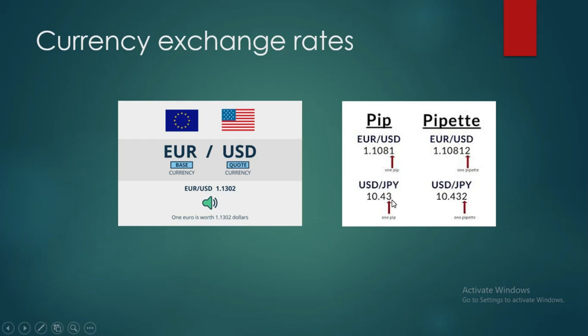Then if you are given that pair to 3 decimal places, the 3rd decimal place will be the pipette or the point. Hope you know the difference. On all other common pairs, the 5th decimal place is the pipette or the point. But on JPY pairs, the 3rd decimal place is the pipette or the point. Hope you understand the pip. So that's what I have to explain on currency exchange.